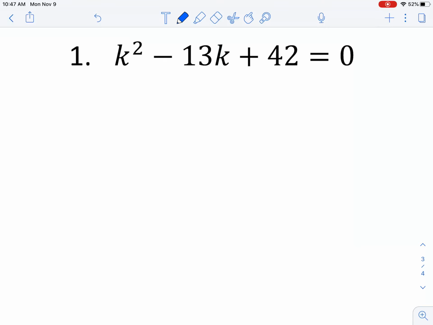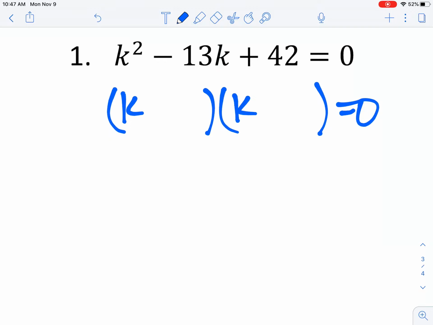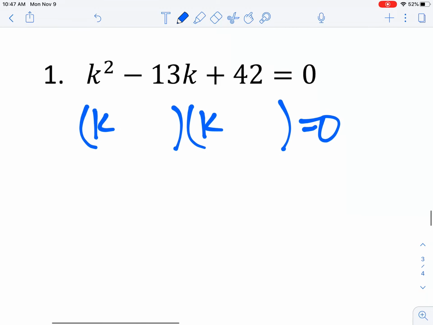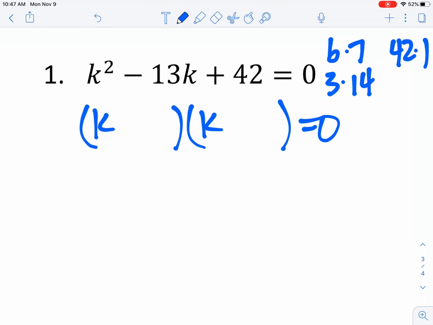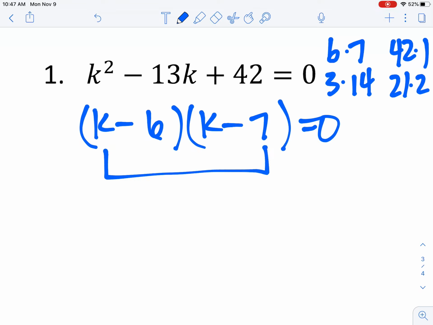In fact, here, if we try, we would get k times k to get k squared. And then in order to multiply to 42, we could do 6 and 7, 3 and 14, 42 and 1, 21 and 2. Let's try our first one, 6 and 7. For them to multiply to be positive or add to be negative, they both are going to be negative. So then when we check our outsides, we get negative 7k.